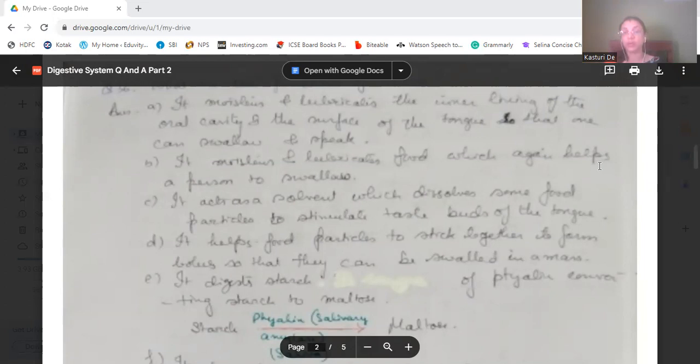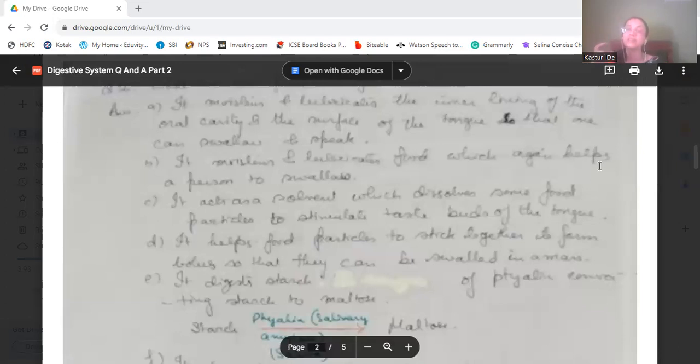So it lubricates the tongue, the oral cavity, and even the food is moistened and lubricated, which helps the person to swallow. Then this saliva acts as a solvent which dissolves some food particles so that the taste buds of the tongue are stimulated. Then it helps food particles to stick together to form the bolus. It forms a ball-like substance. The food, when mixed with saliva, forms the ball-like substance known as bolus, so that it can be swallowed as a mass.